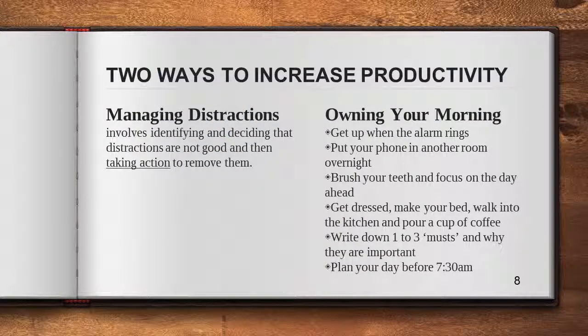Essentially, managing distractions involves identifying and deciding that distractions are not good and then taking action to remove them. In order to focus on what is truly important, Robbins advocates developing a consistent morning routine. Using the steps listed here, Robbins used the 5-second rule in her own life to transform her mornings from panic and chaos to the most productive period of her day.